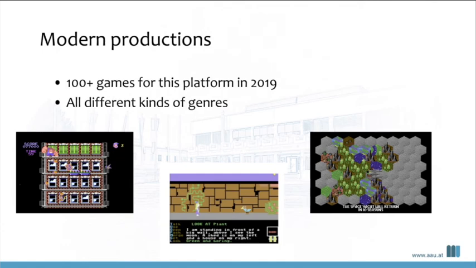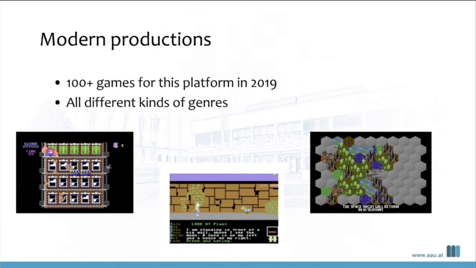And when we have a look at modern productions, yes, there are still games produced for the Commodore 64, also for other retro platforms. I just used the Commodore 64 as an example, and also because I'm a big fan of this system. For example, if you look back at 2019, last year, there were more than 100 games made and published for this platform. Most of these games were indie games. There are not many commercial games, but there are some. And they encompass all different kinds of genres.